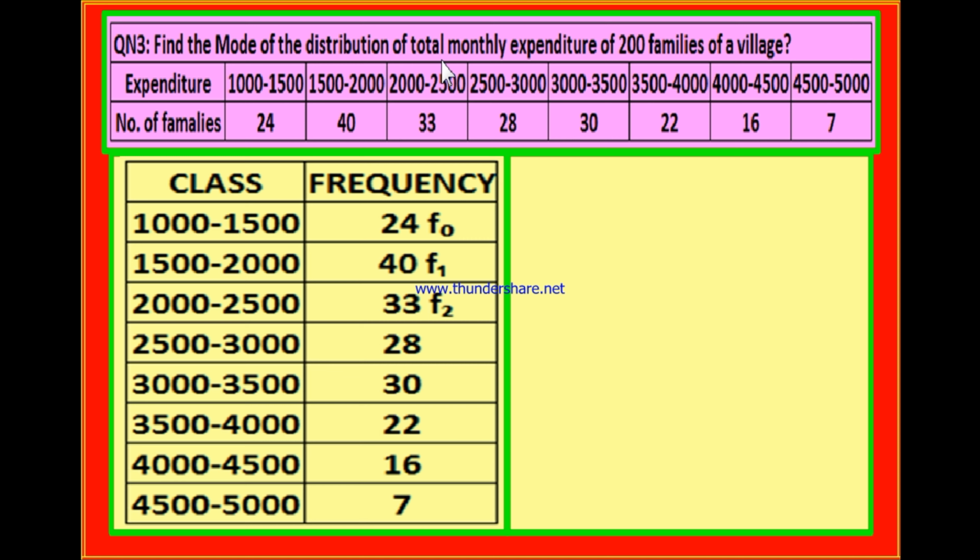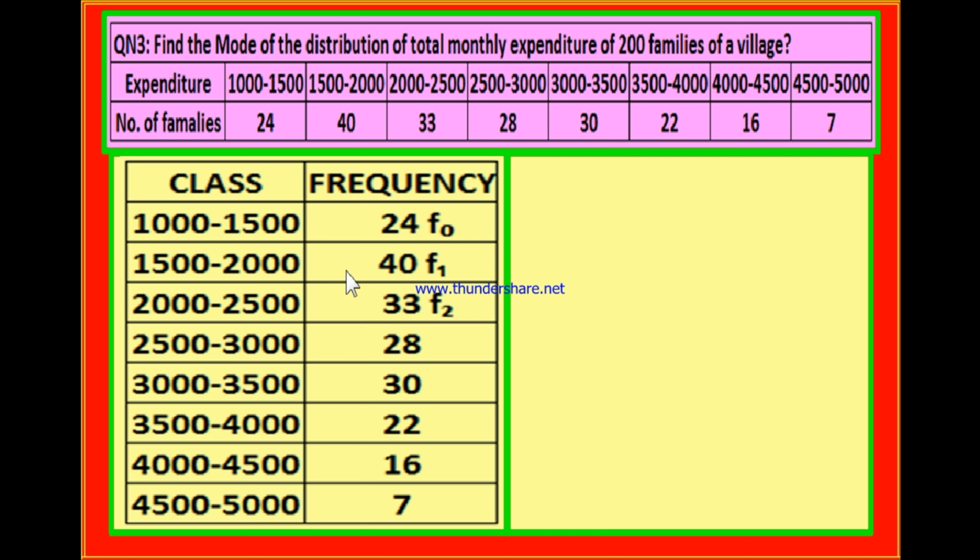Now in order to find the mode, we took classes and frequencies. No more columns are required in order to find mode. The given 2 columns are sufficient. We took expenditure as classes and we took the number of families as frequencies.